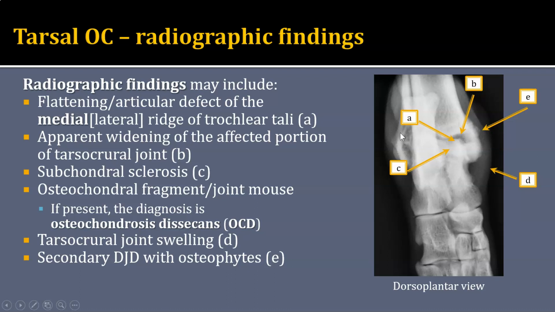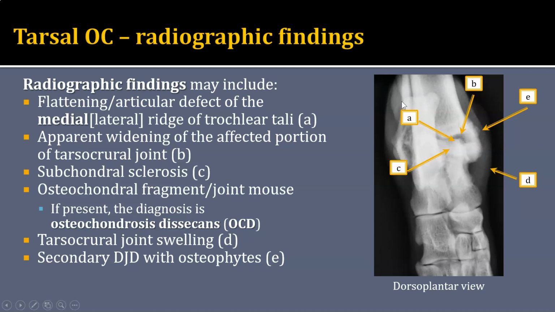There is intracapsular soft tissue swelling surrounding that tarsocrural joint, and that is much easier to identify in the tarsus than the shoulder and the elbow. This patient also has secondary degenerative joint disease, so these are osteophytes, these irregularities on the medial malleolus, and these irregularities on the medial aspect of the talus.